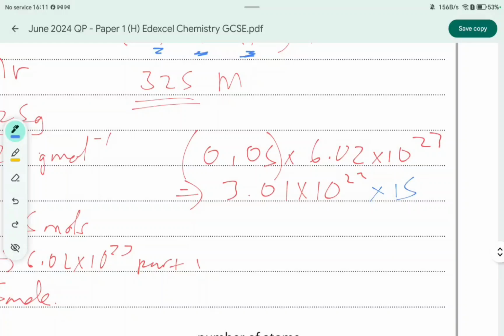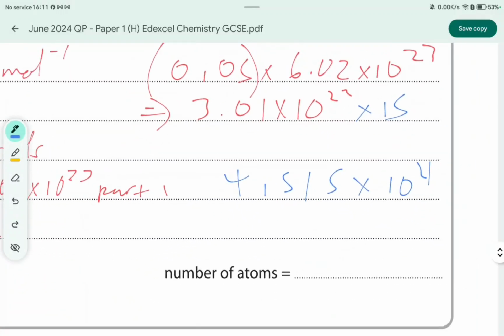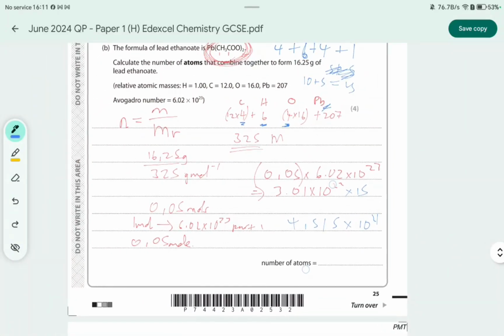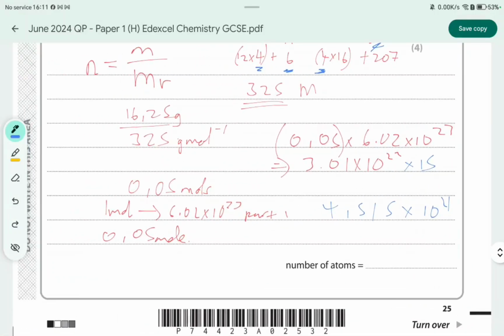Times 15, and you get 4.515 times 10 to the 21. So the number of atoms, you can easily just round to 3 significant figures, is going to be 4.52 times 10 to the power 21. And that's how you do this grade 9 mole question.